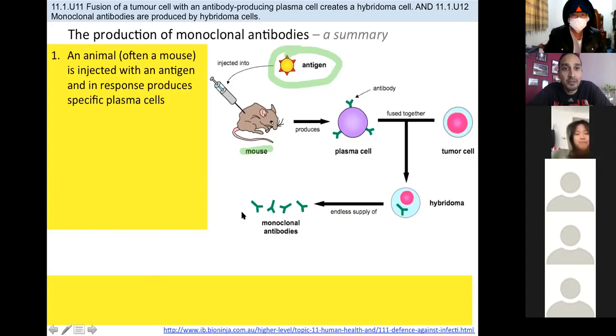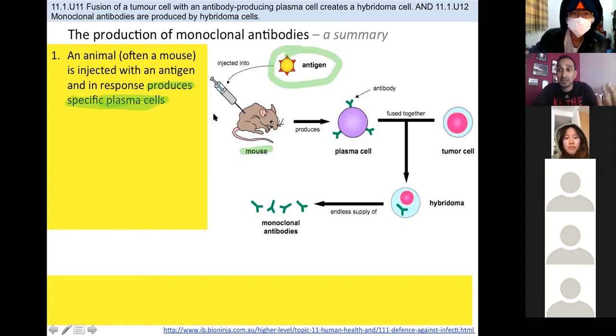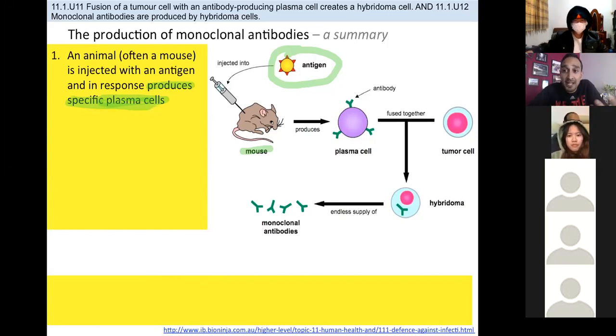So what the mouse does, it goes through the specific immune response. And the specific immune response, what's the result? Same as normal. Plasma cells that produce tons of antibodies, memory cells, whatever. What we want are those plasma cells, right? Those plasma cells, the ones that produce the antibodies. Those are the ones that are really important to us.